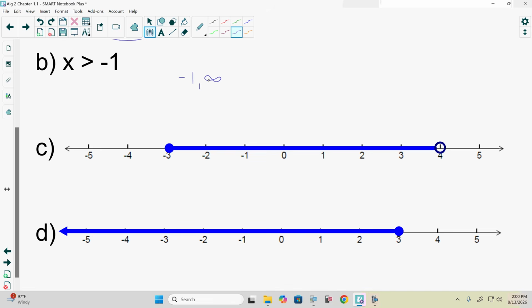Now we need to put our parentheses or brackets. Is -1 included? As we look here, do we have an equal sign? This would be a parenthesis, because x is greater than -1. If it was greater than or equal, then we would include the bracket. What do we do with the infinity?